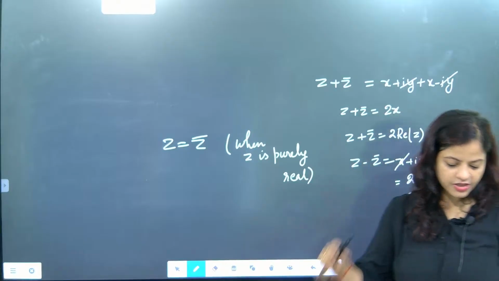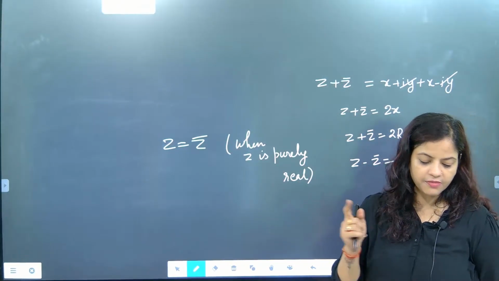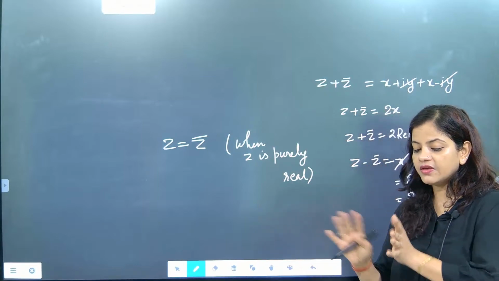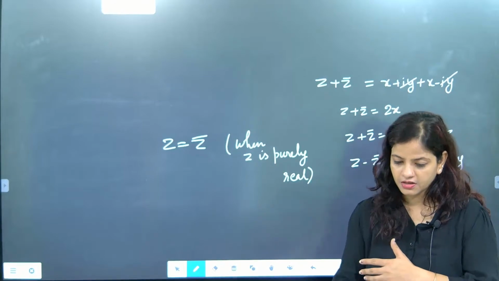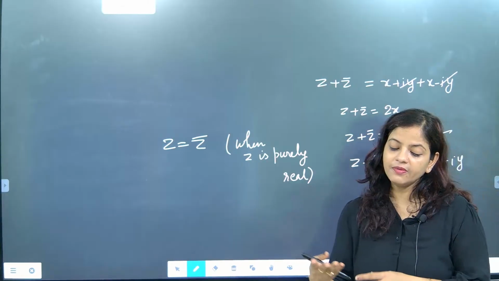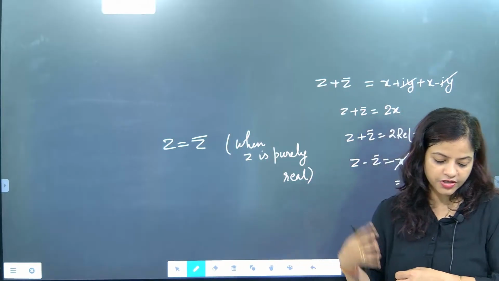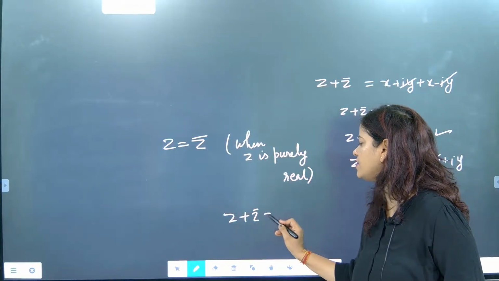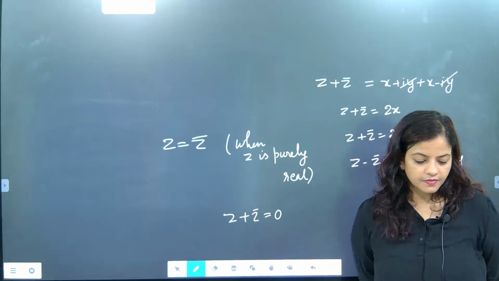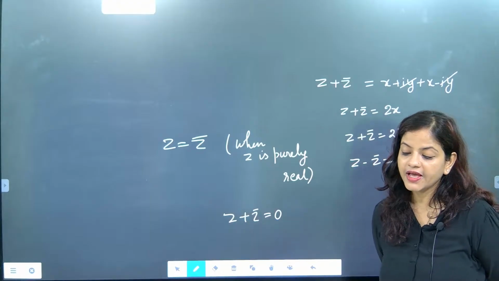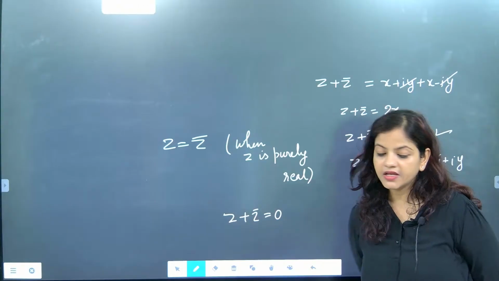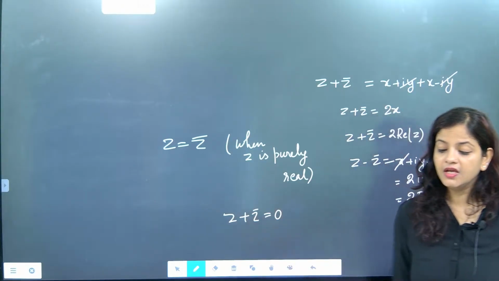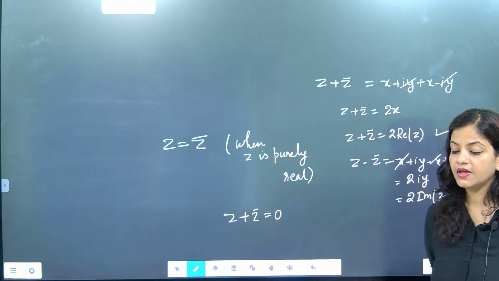So here z is equal to z bar means z is purely real, implies and implied by, we can say. What is the meaning of implies and implied by? It means that when z is purely real, then only z will be equal to the conjugate of itself. Understood? Now when can I say z plus z bar equal to 0? What does it imply? In this case, what are you going to say when z plus z bar is equal to 0?